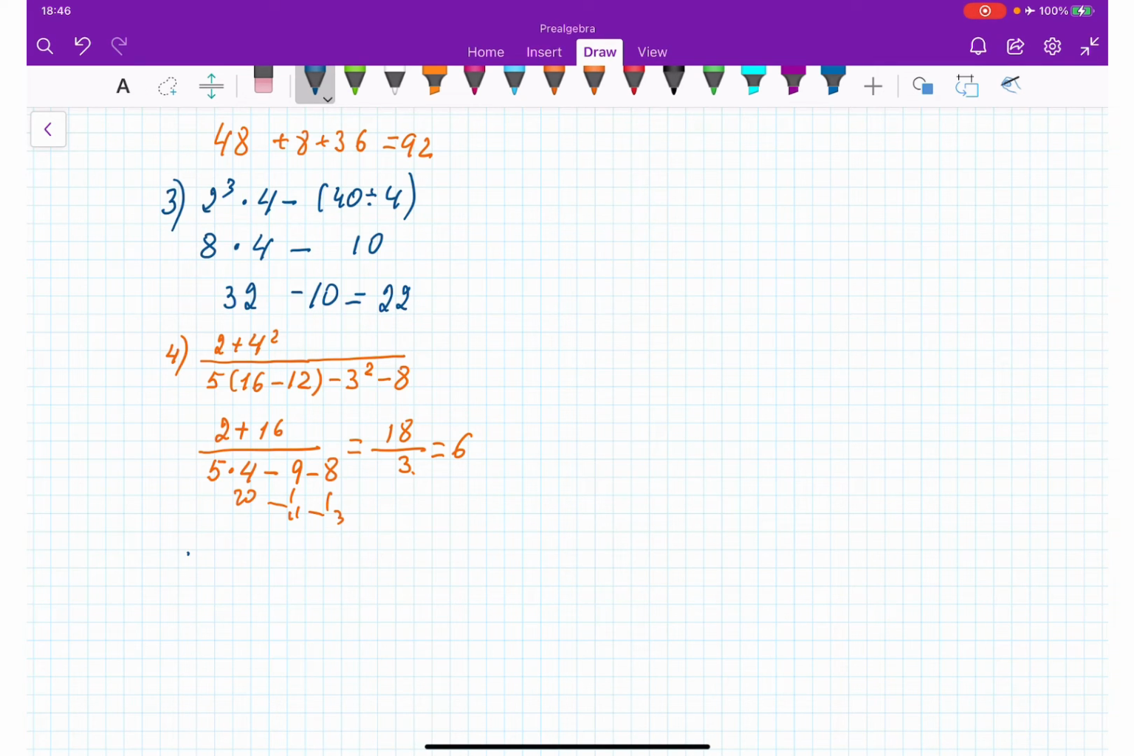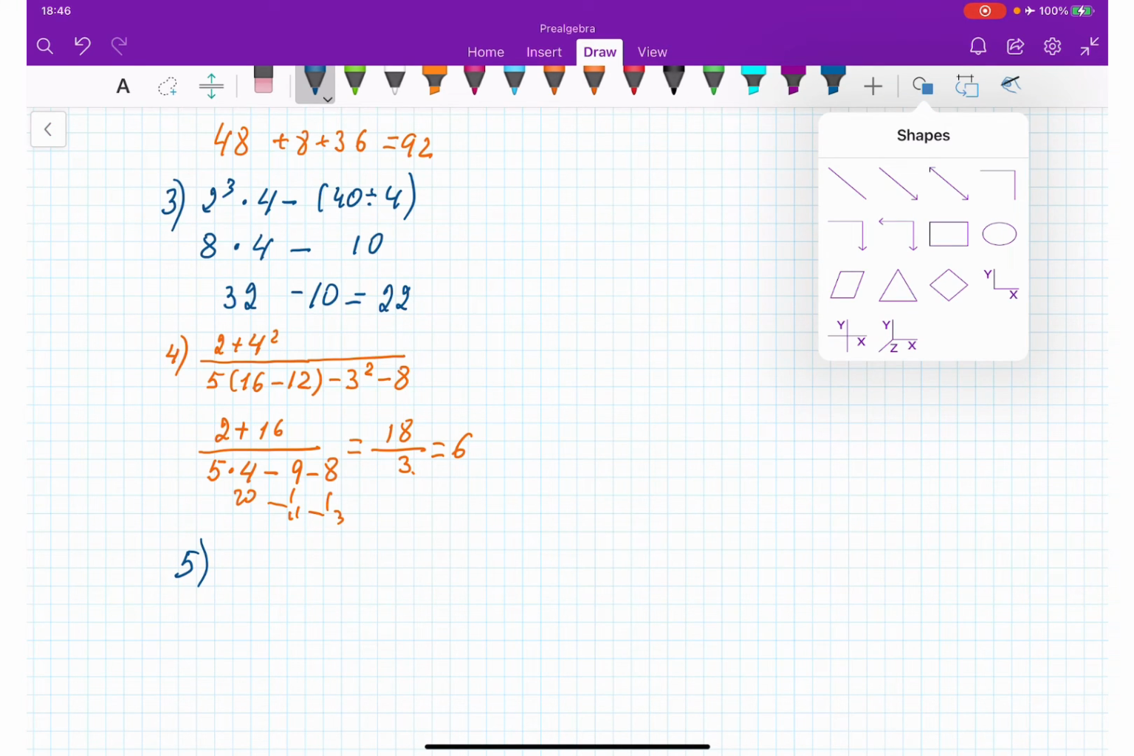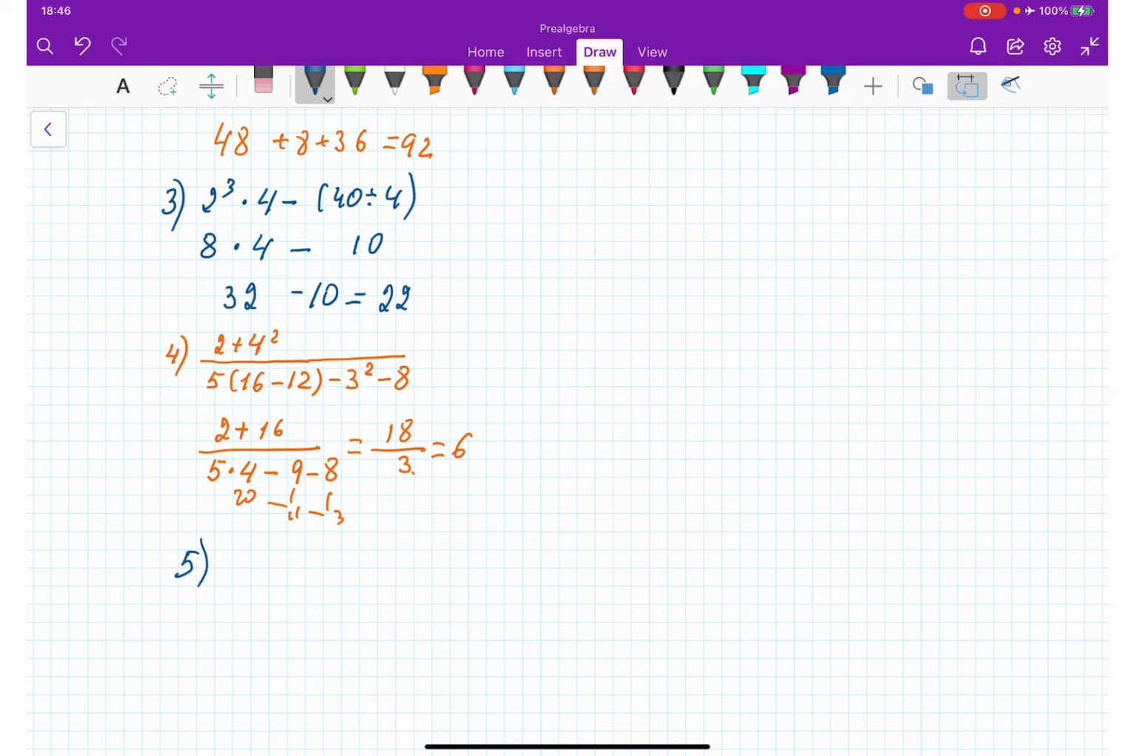Question number 5. Find the area and perimeter of the square that is shown, okay? Here we have a square. And it has 3 meters because it's a square. Then if one side is 3 meters, then the other side is also 3 meters, right? So we need to find area and perimeter.